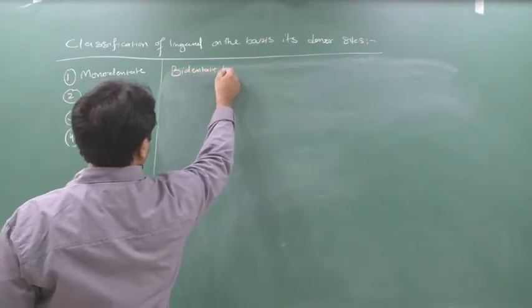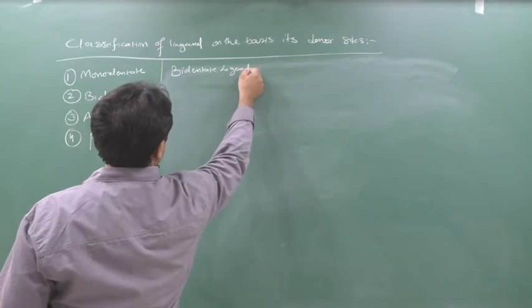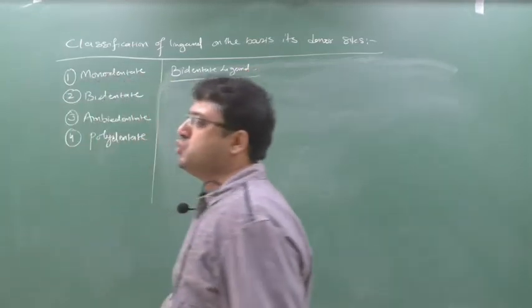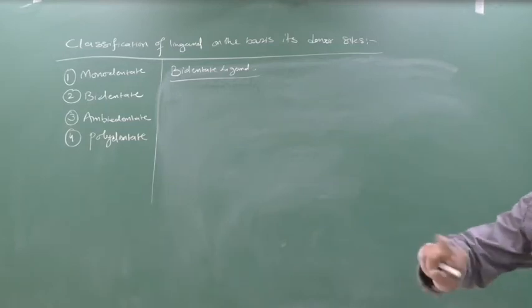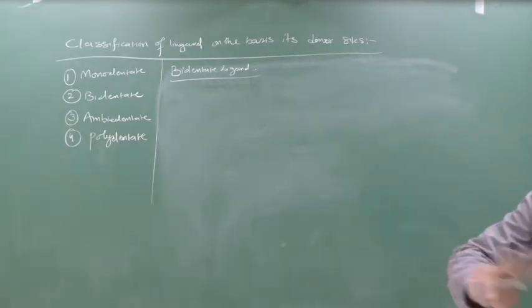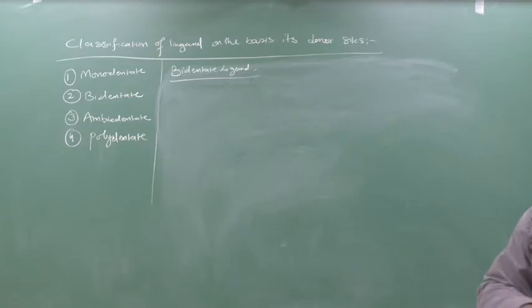Bidentate ligand. What can be the definition? Bidentate ligands are ligands which have two donor sites, or which can donate from two sites. Two donor sites are there. Not two lone pairs, two donor sites. So two donor sites, and they can donate the electron from the two donor sites to the center metal atom or center metal ion.